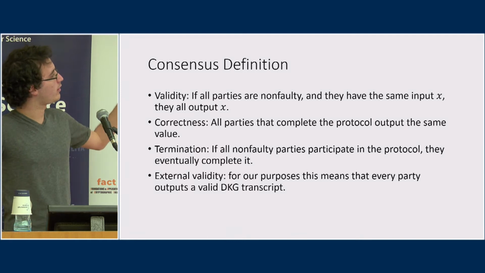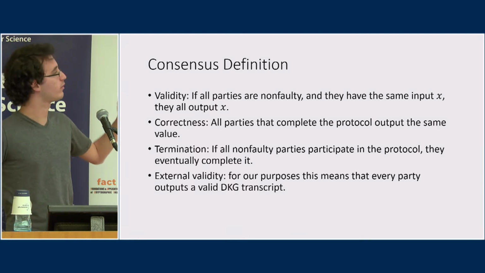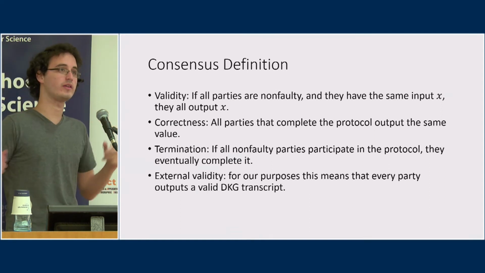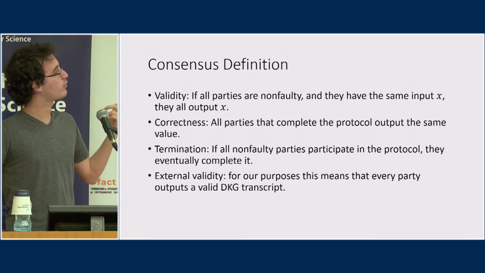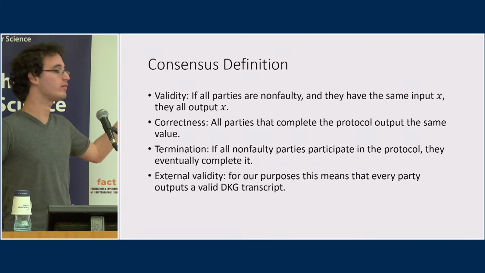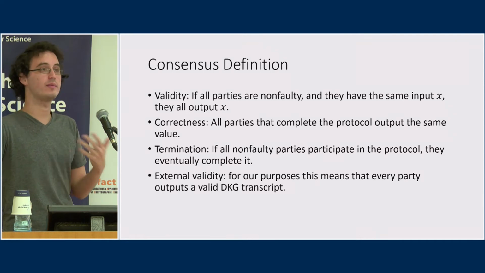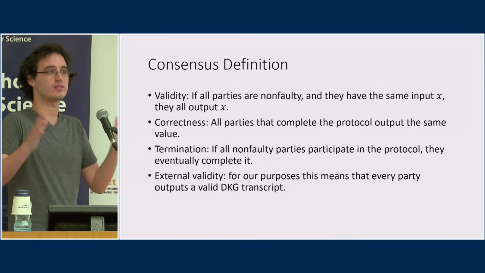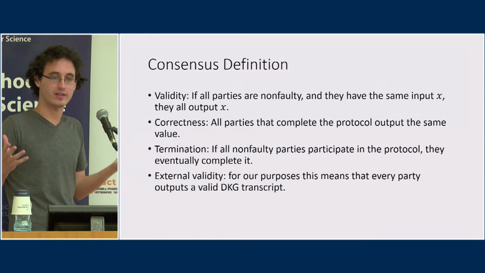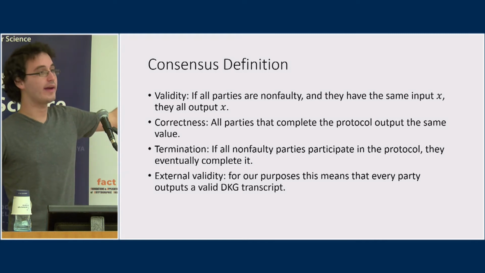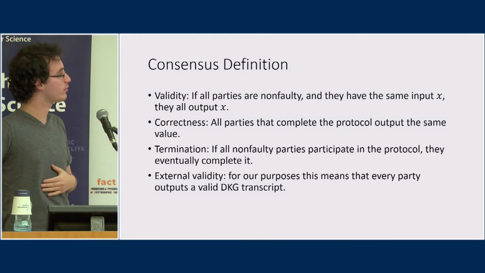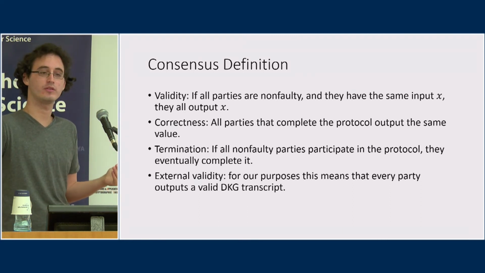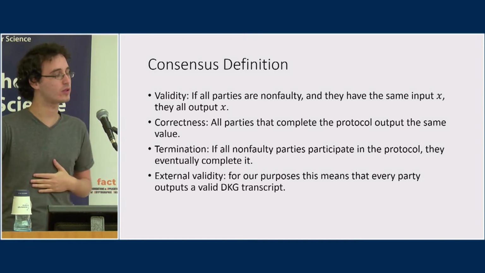Now, this isn't actually enough for our purposes. So the keen-eyed here might have noticed that the first two properties, correctness and validity, allow for outputting weird values. If it is not the case that all parties have the same input, they can output anything, technically. And we want a DKG specifically. We can't output the number 3. That doesn't work for us. So we have an additional property that's called external validity, and for our purposes, this means that we actually output a DKG transcript. That's enough for us.